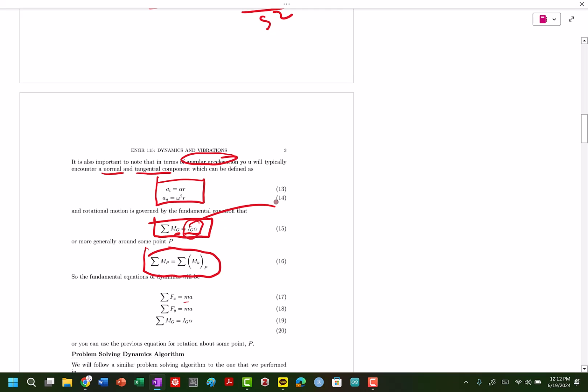So for translation and rotation, these are all of our fundamental equations. Or again, we can substitute and use this definition or this definition. For some problems it'll be easier to use one versus the other, and that will be helpful when we actually start doing that. So next video, we're going to talk about the distinction between our problem-solving algorithm from statics. It's pretty straightforward. It's just one more additional diagram, and then we'll start to solve some problems.